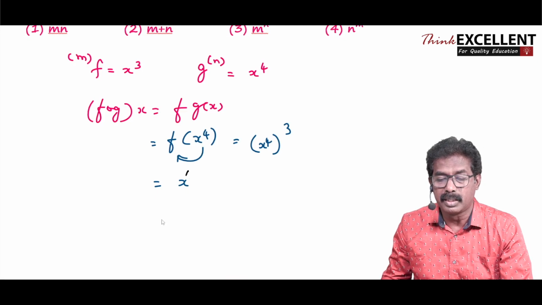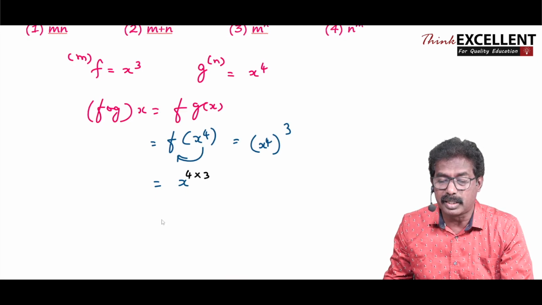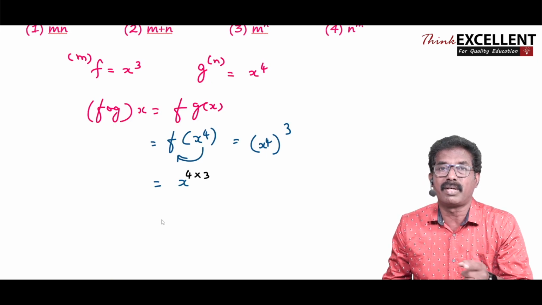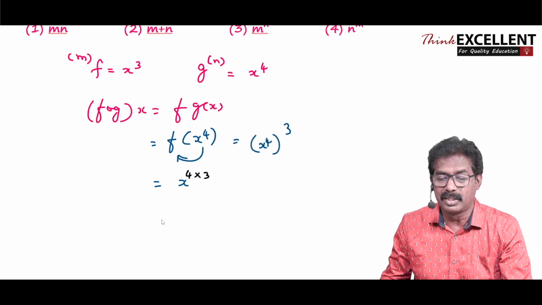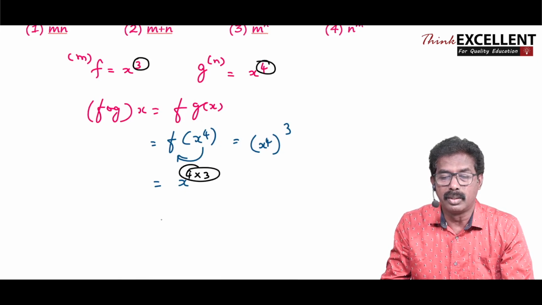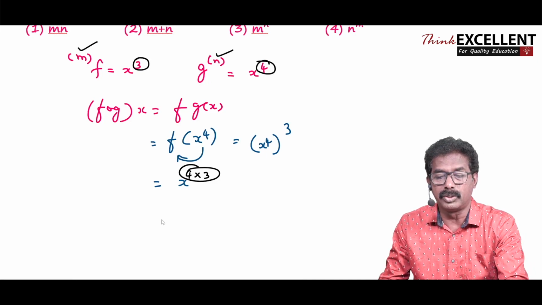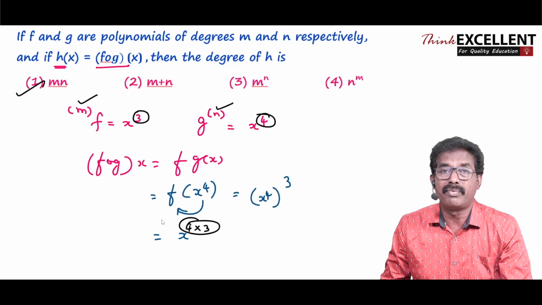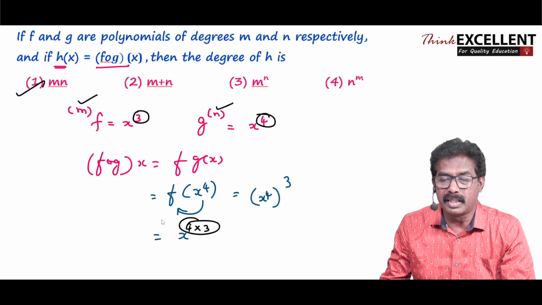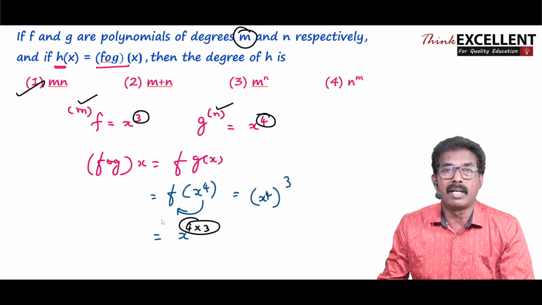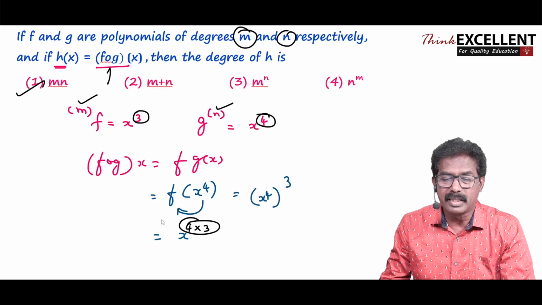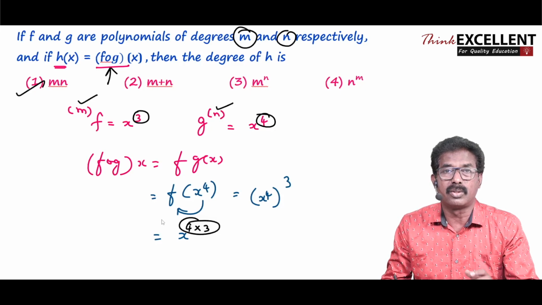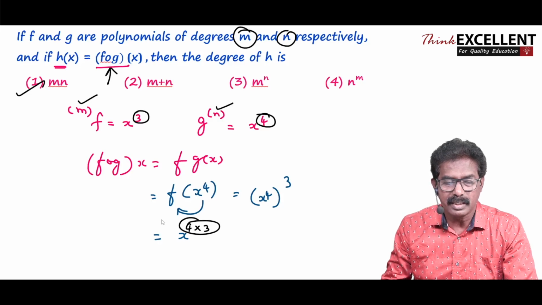Because a raised to m, the whole power n, is a raised to mn. But instead of 4 and 3, there we have m and n. So the degree is 12, how are you getting it? 3 into 4. So for this question, it must be the product of the degrees, m into n. So the correct answer is mn. So remember, f is a polynomial of degree m and g is a polynomial of degree n. Then the degree of f composition g is just the product of the degrees m and n.